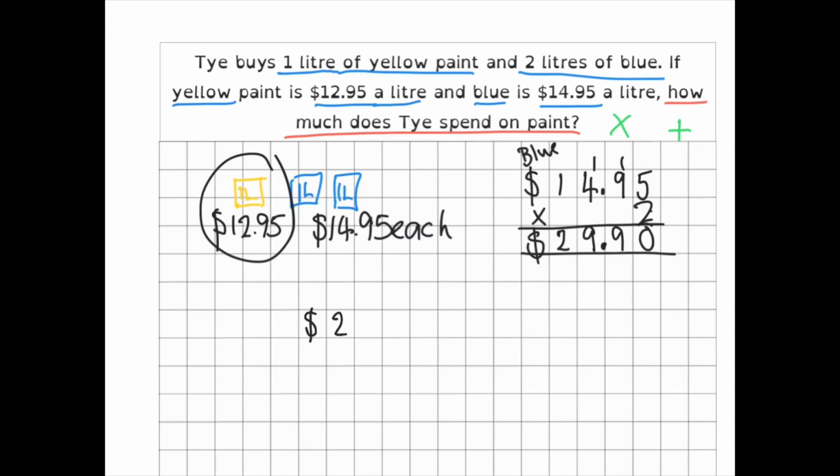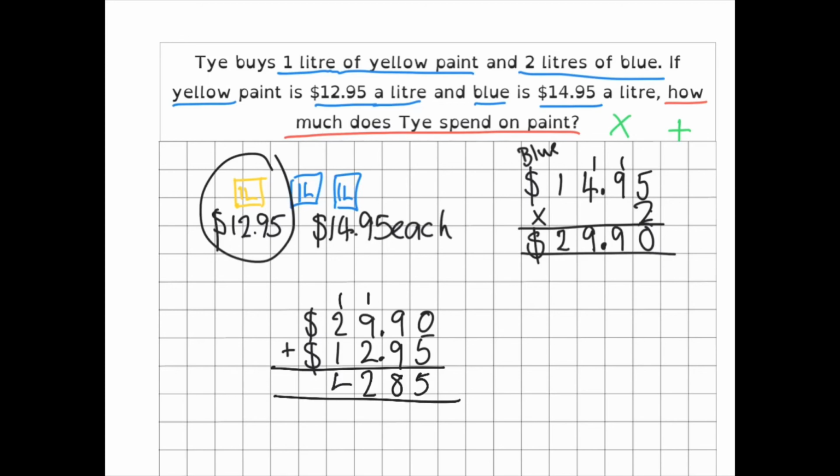So it should be $29.90 plus $12.95. All right, 0 plus 5 is 5, 9 plus 9 is 18. 2 plus 9 is 11, plus 1 is 12, and that is 4. Now when I'm adding with decimals, my decimal place always goes in line. Okay, hope you got the right answer for that one.